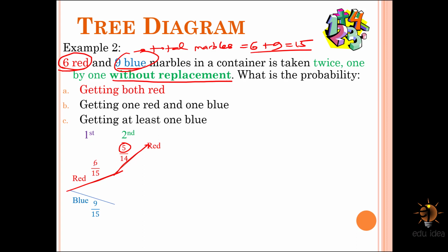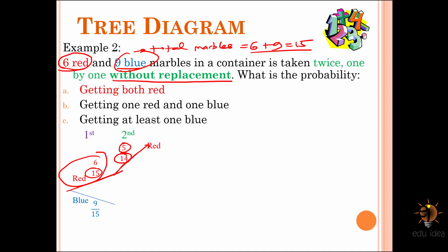In this branch, you have considered that you have taken a red marble on your first try. Because you don't put it back, the red will not be 6 anymore, it will be 5, because it's reduced by 1 since you have taken it. And the same thing with this 14, because in total we have 15.